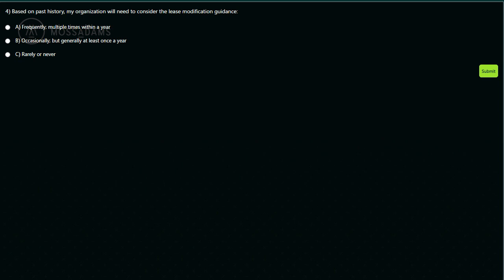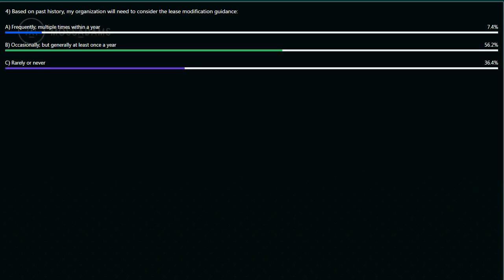All right, here are the results. Interesting. That rarely or never is interesting to me, and it may be because true modifications are where we're adding on right of use assets or additional rights. We're rather extending them. I would assume that we have a lot of extensions and renewals, or maybe I'm wrong, which again happens.